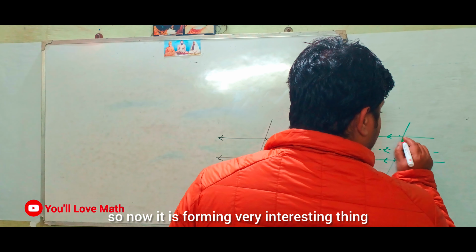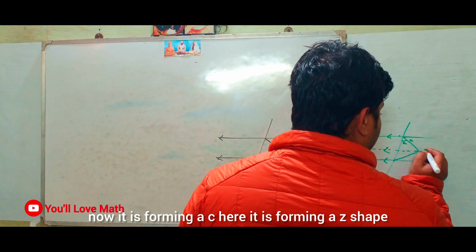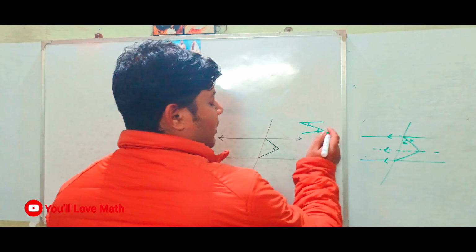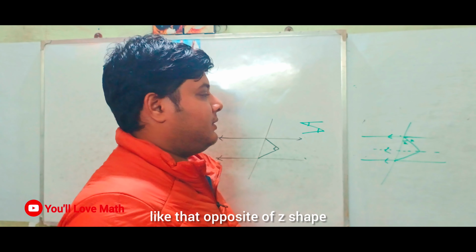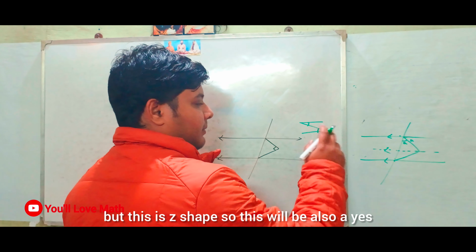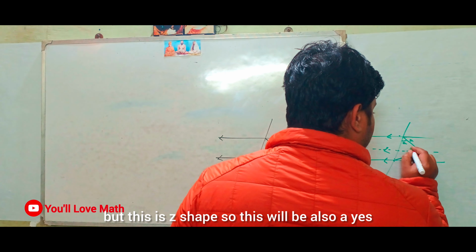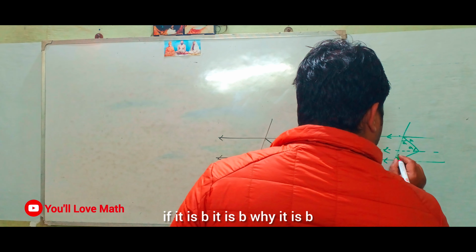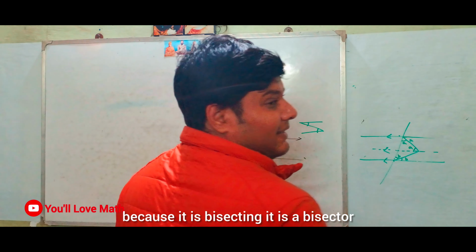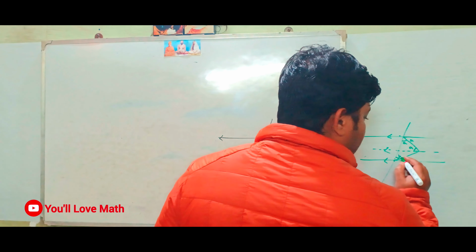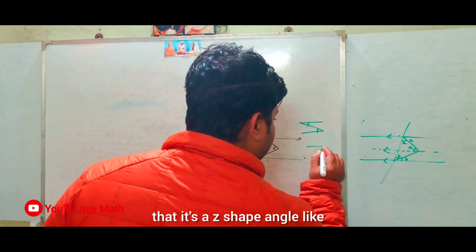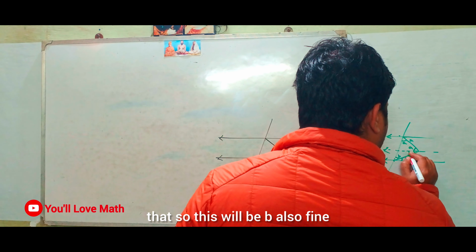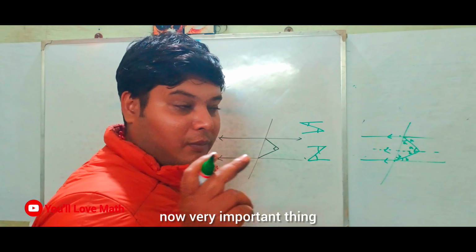So now it is forming a very interesting thing. See here, it's forming a Z shape, or the reverse of a Z shape, but this is a Z shape. So this will also be a, yes or no? Yes. Again, if it is b, it is b. Why is it b? Because it is bisecting. It is a bisector. So again, it's a Z shape angle like that, so this will be b also. Fine.